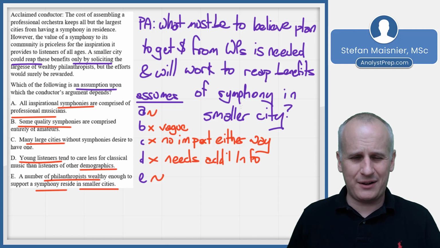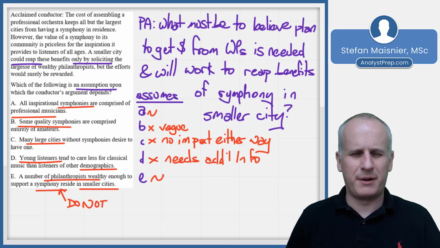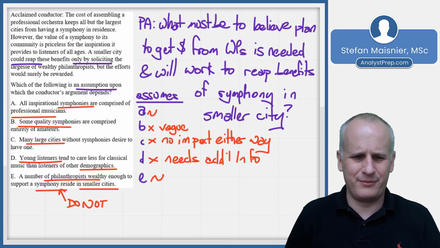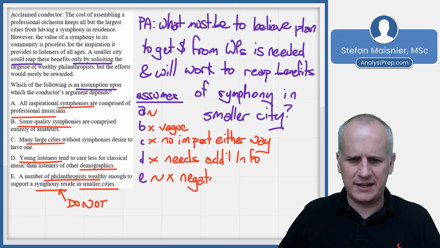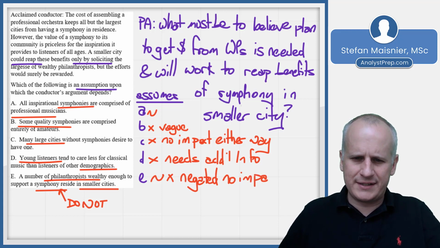So at this point, when we're down to 2, we might want to apply that negation test. So we'll start with choice E. If we said a number of philanthropists wealthy enough to support a symphony, we'll go with do not reside in smaller cities. Well, that has nothing to do with this, right? Because I go, okay, there are a number of wealthy philanthropists outside of the smaller cities. Does that mean that there aren't any in the smaller cities? No, there's absolutely no impact by this negation. So this is a negated no impact. And that allows us to eliminate choice E.